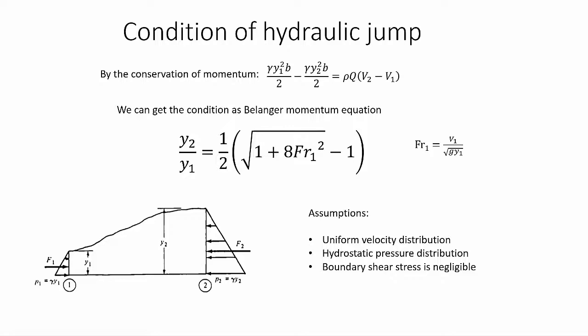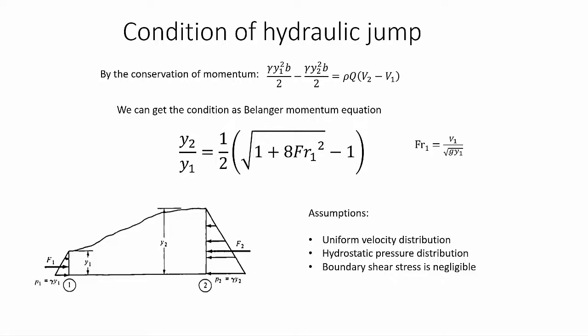Fr1 is the Froude number of the flow before the jump, equal to v1 divided by the square root of g y1. This condition can be used to predict the downstream water level given the velocity and the water level before the hydraulic jump. If we know y1 and v1, we can first calculate the Froude number Fr1 and substitute into the Belanger equation to get the predicted value of y2.